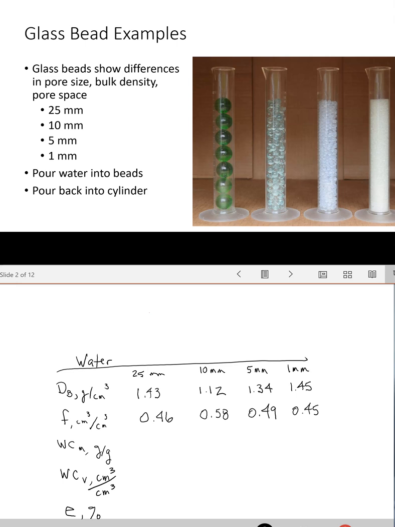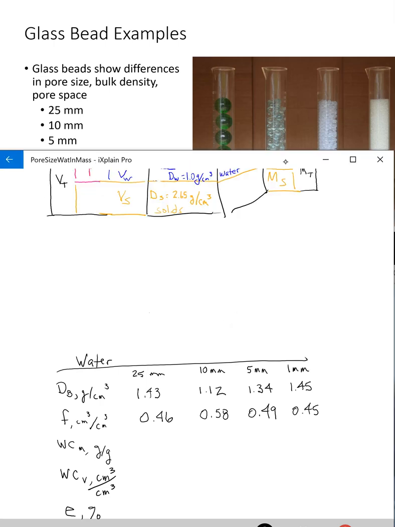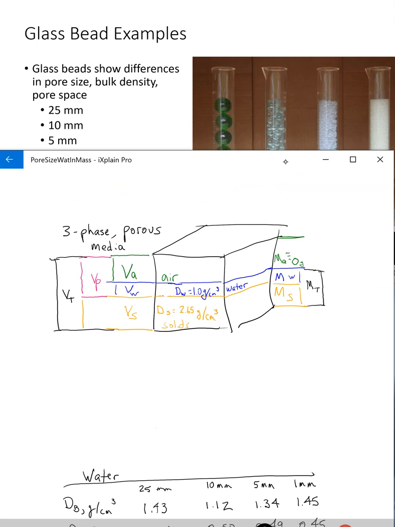What's it related to? It's connected. The porosity is connected to the bulk density, because as you decrease the bulk density, you're decreasing the volume of the solids that occupy a certain total volume, and thereby you're also decreasing the mass of the solids that occupy that volume.